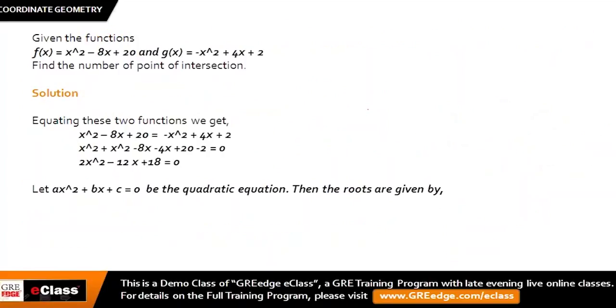So now let me give you a simple question for the same. f of x equal to x square minus 8x plus 20, and g of x equal to minus x square plus 4x plus 2. I'm trying to find out how many points of intersection are possible. In general, remember, if you have two straight lines, what do you mean by the intersection? The solution of the two linear equations, right? Similarly, if it is a parabola, you can use the same logic.